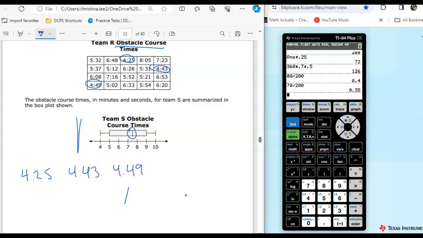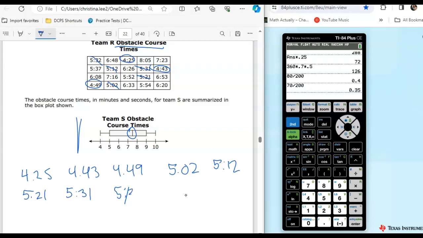Then I'm going to go on to my 5s. I'm going to list them out, starting with 5 minutes and 2 seconds. I'm going to look for the next one, which is 5 minutes and 12 seconds. Then 5 minutes and 21 seconds. Then 5 minutes and 31 seconds. And then 5 minutes and 32 seconds.